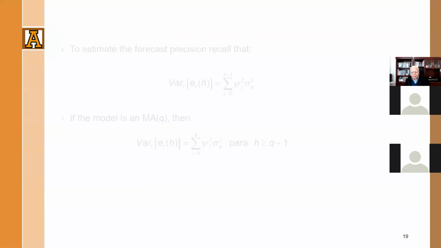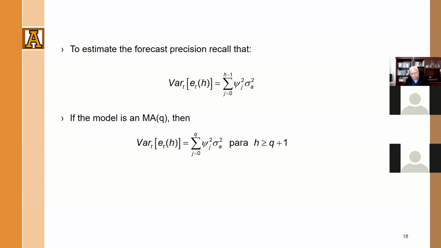If you look at this, this variance is bounded. If h increases, as h tends to infinity, if I wanted to forecast many periods ahead, once I get to h greater than or equal to q, the variance doesn't change. So the variance is going to be bounded, and the confidence intervals will look constant for h greater than or equal to q plus 1 in an MA model. I don't have autoregressive terms here. It's an MA model.